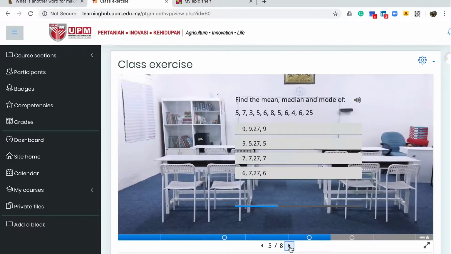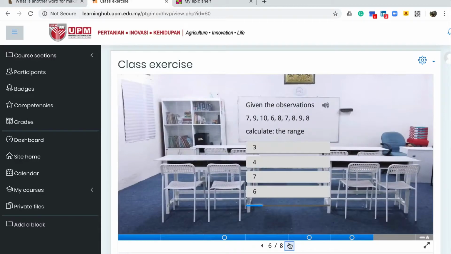Okay, from the data here, find the mean, median, and mode of 5, 7, 3, 5, 6, 8, 5, 6, 4, 6, 25. From this value, just choose the answer. You don't have to upload the calculations. And given the observations 7, 9, 10, 6, 8, 7, 8, 9, 8, I want you to calculate the range. Just now I mentioned what the range is, the highest and the lowest.